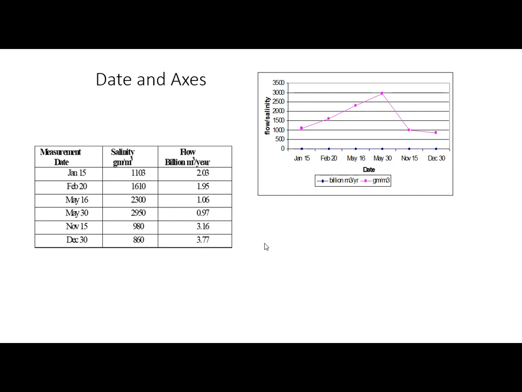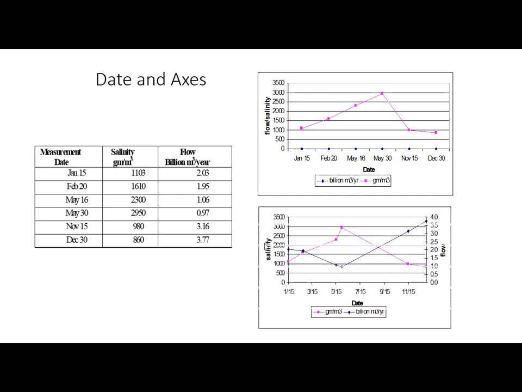We have to enter January 15, February 20, and May 16 as dates using the date arithmetic function, and this way you can get this graph, which is very much different from the one when we fail to enter dates in date format.